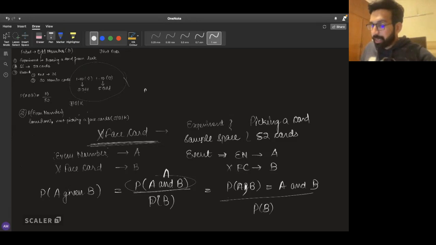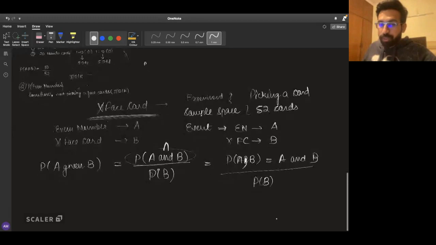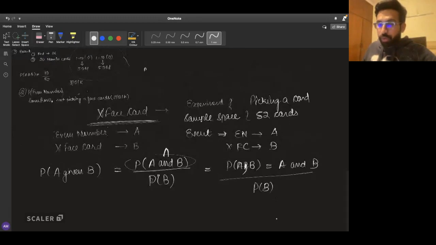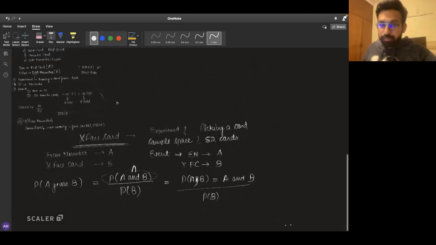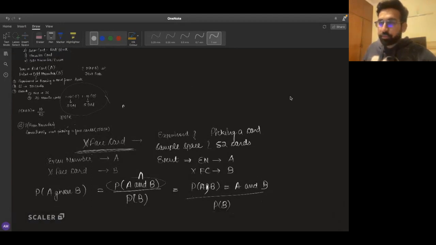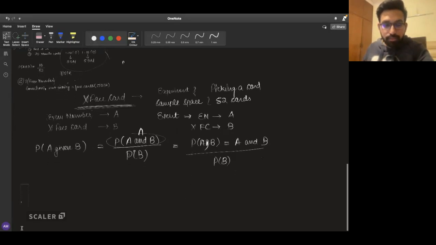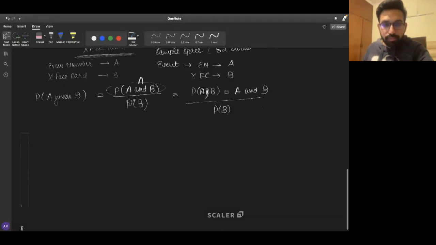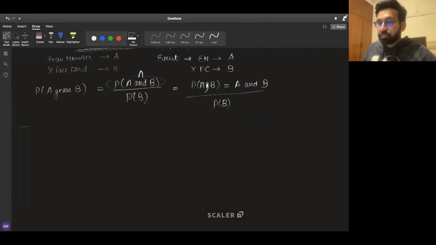But any questions until now? I'm sure most of you would have learned this formula. If there are any questions related to knowing or not knowing the formula, any questions around that?